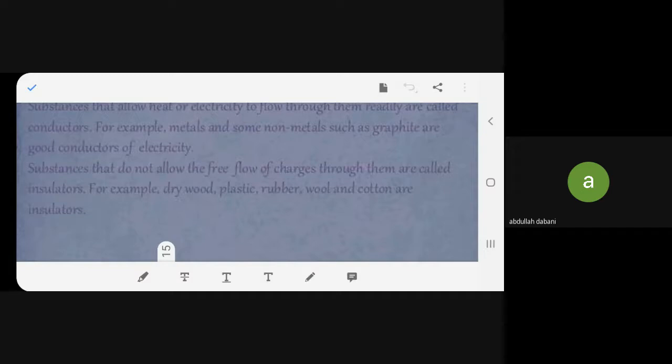The substances that do not allow the free flow of charges through them are called insulators. For example, dry wood, plastic, rubber, wool, and cotton are insulators.